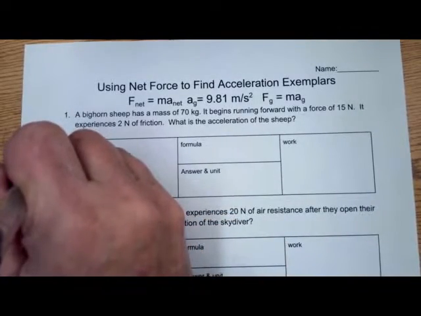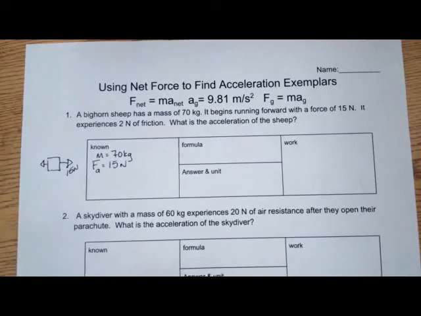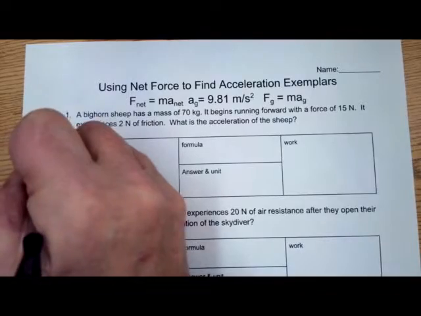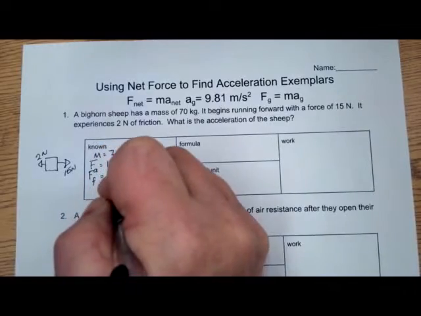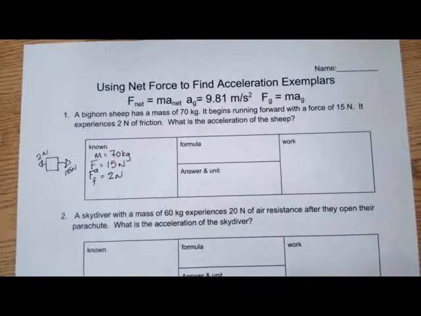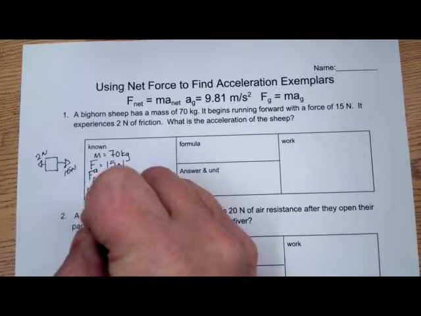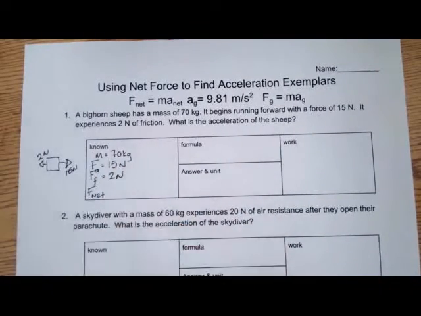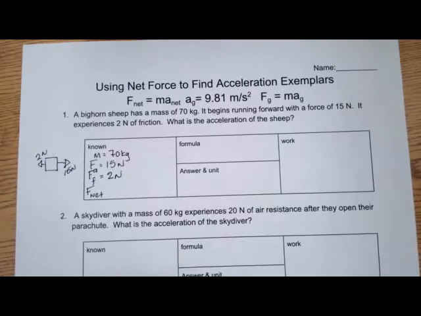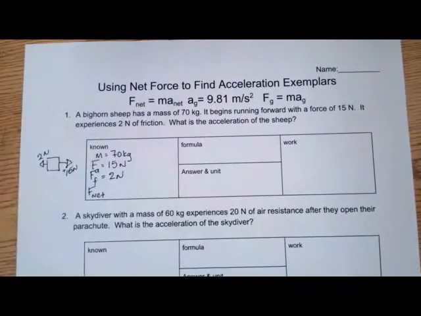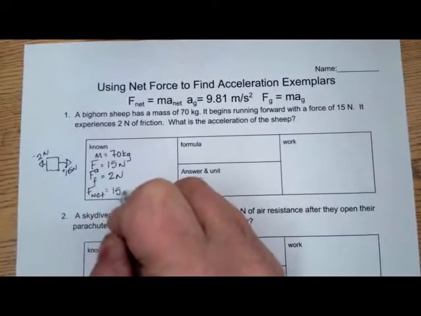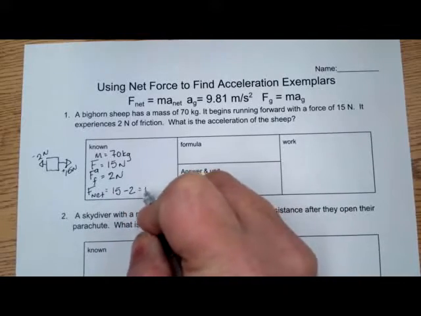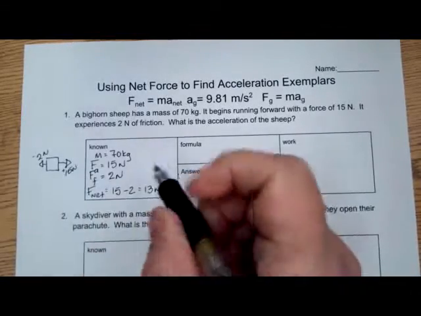It experienced a 2 newton force of friction, in the other direction, because if the sheep is moving forward, the friction acts in the backward direction, opposite to the movement. So force of friction equals 2 newtons. To figure out the F net here, you need to assign one of these positive and one negative because they're opposing forces, and I try to make the bigger force positive and the smaller force negative. So F net is 15 minus 2, which is 13 newtons in the forward direction.